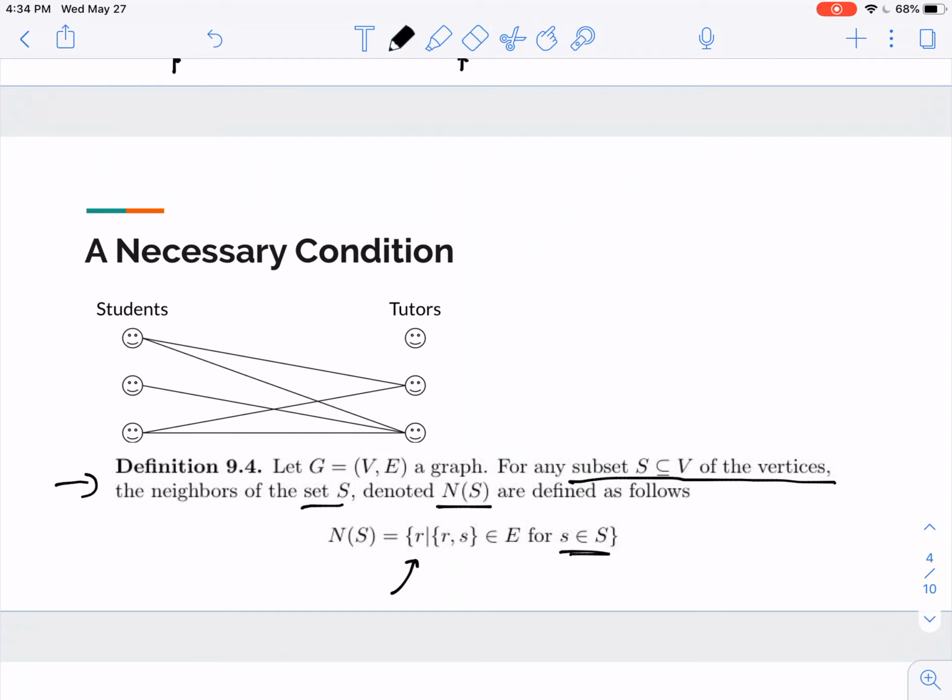And just to give another example, so it's clear what we mean, right? If we have this one student, because we could just take a subset of one student, then the neighbors of this student are just this tutor because there's only one tutor who they prefer.